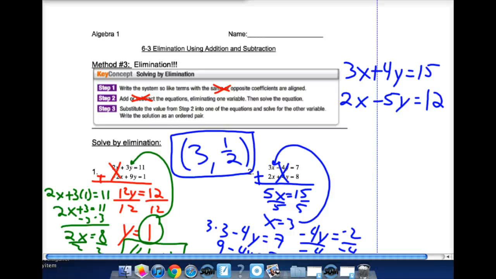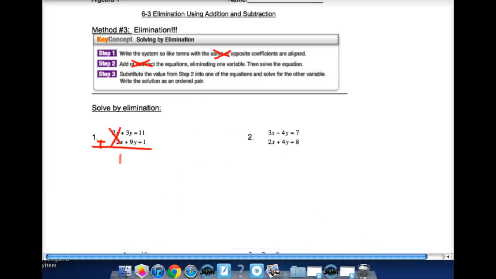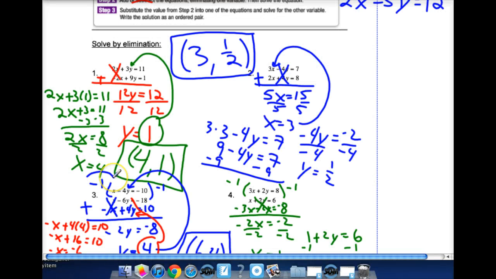I'll give you a big hint, guys. Remember how we multiplied through by -1? You're going to multiply through by something that makes them the opposite amount. That's not hard.